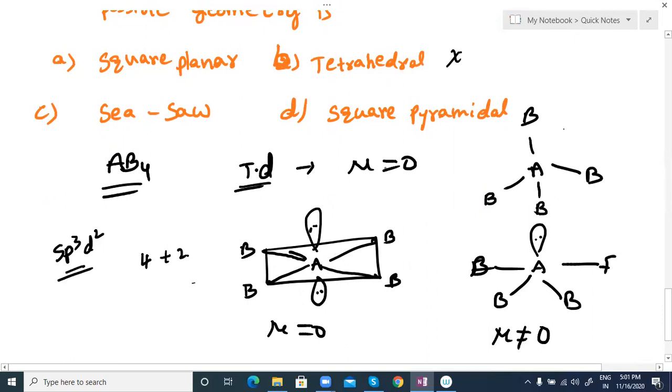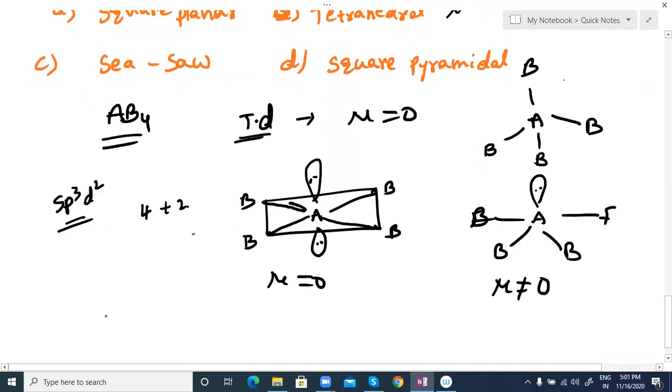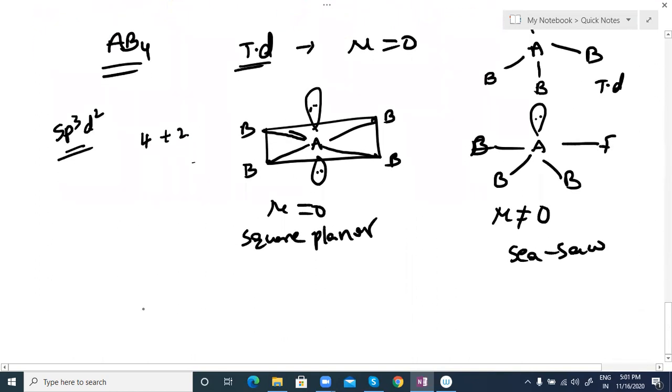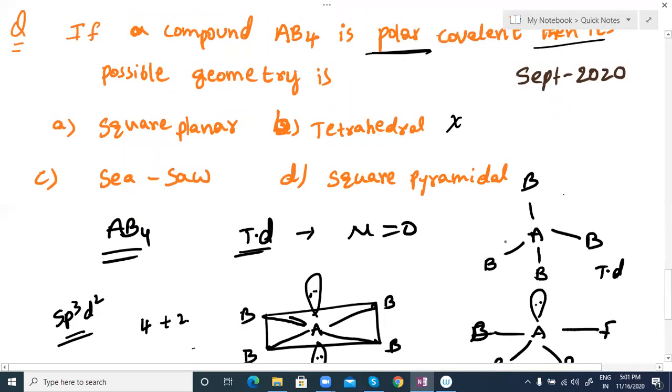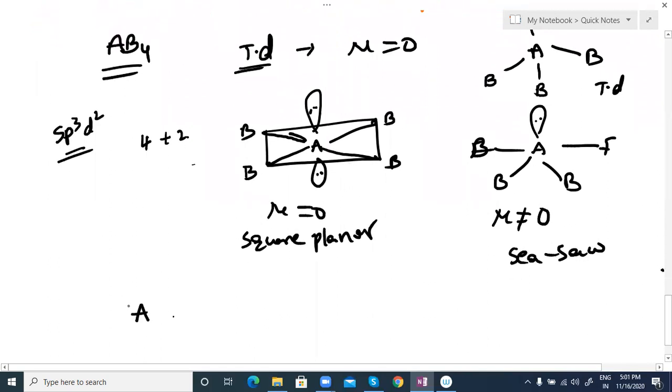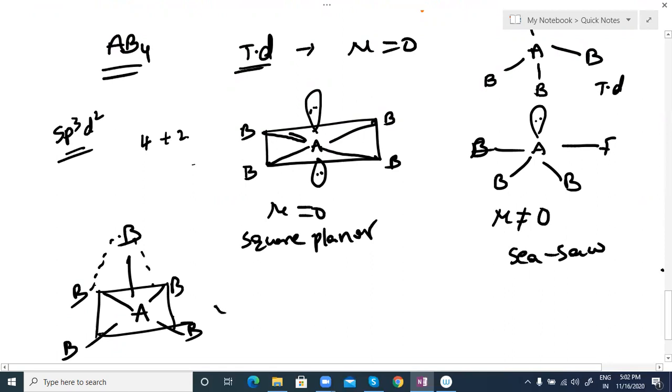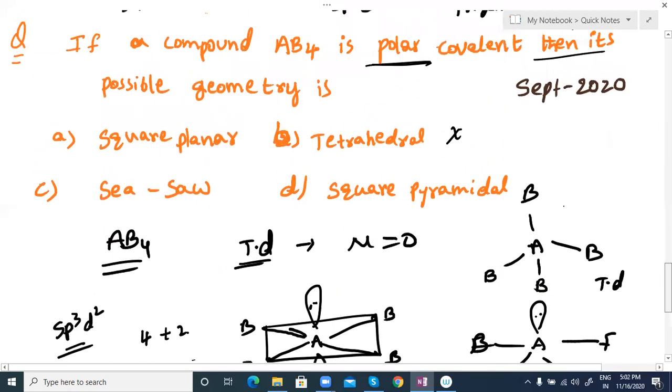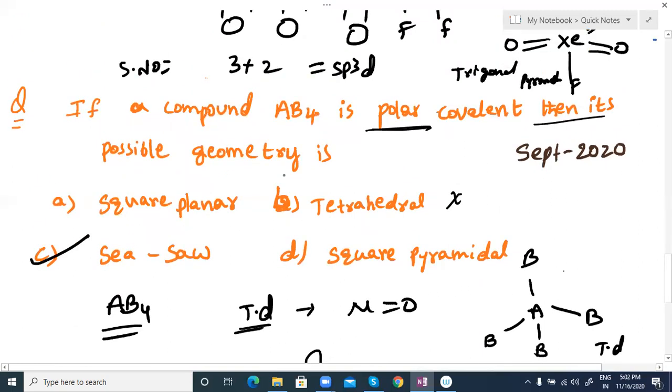I'm drawing all the structures. Square pyramidal also you can try. This is square pyramidal. This is seesaw. This is square planar. This is tetrahedral. And the last one, square pyramidal. I'm drawing. But square pyramidal is the shape of the molecule, with A, B, B, B, B. This should be there, square, and then looking pyramidal. But the structure itself does not exist with respect to AB4. The only option is seesaw geometry. Dipole moment will be there. Polar covalent.